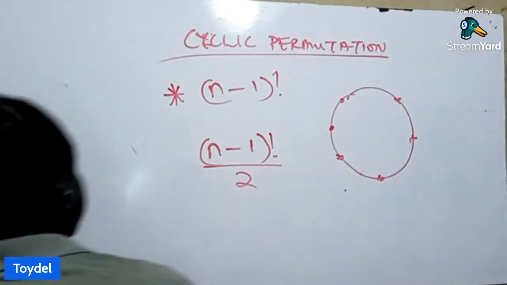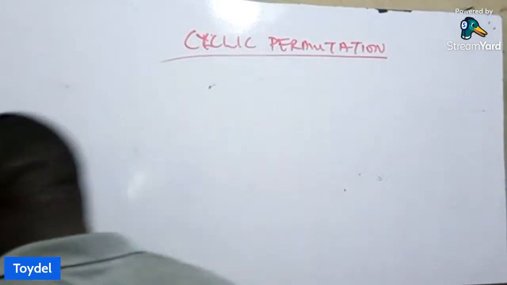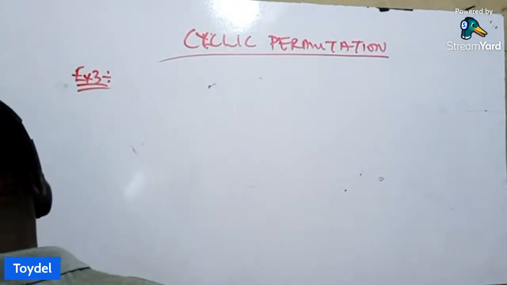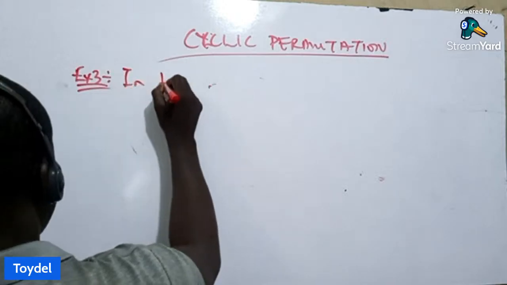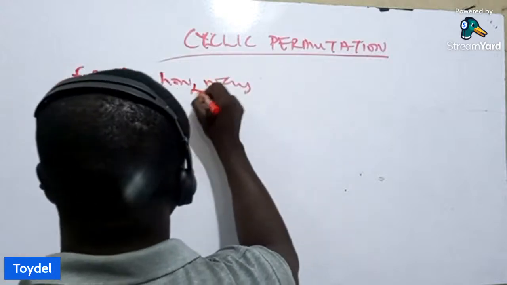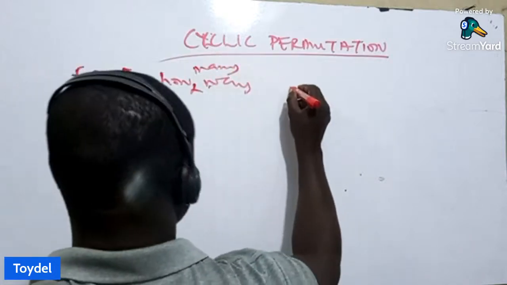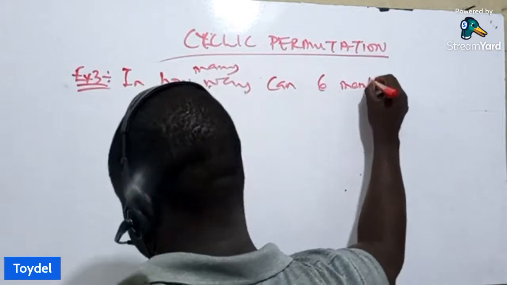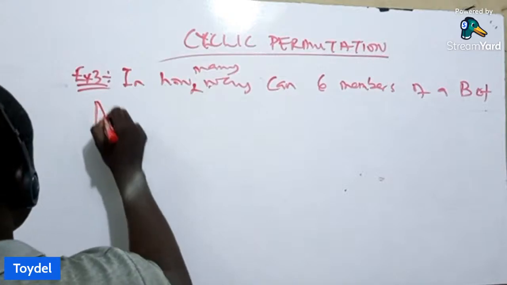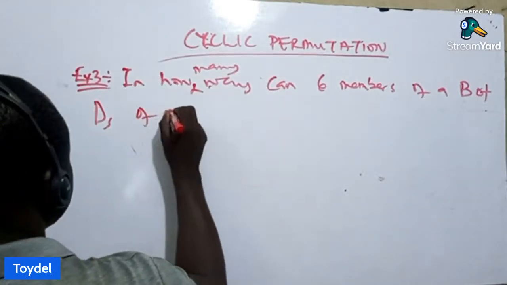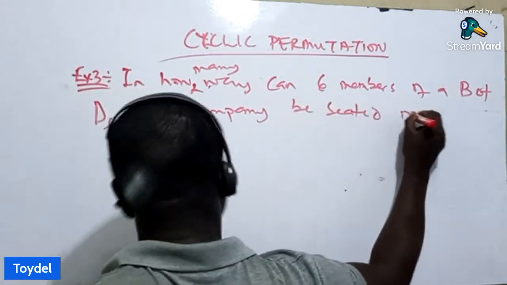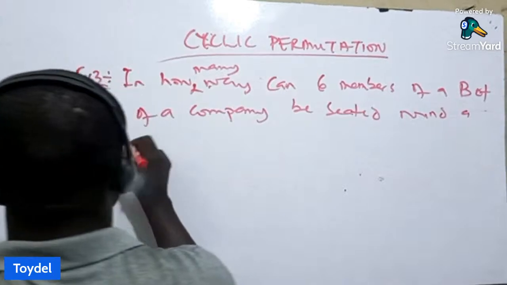So I'm going to use an example to explain further on that. For instance, let's say example 3. The question says, in how many ways can 6 members of a board of directors of a company be seated round a circular table?